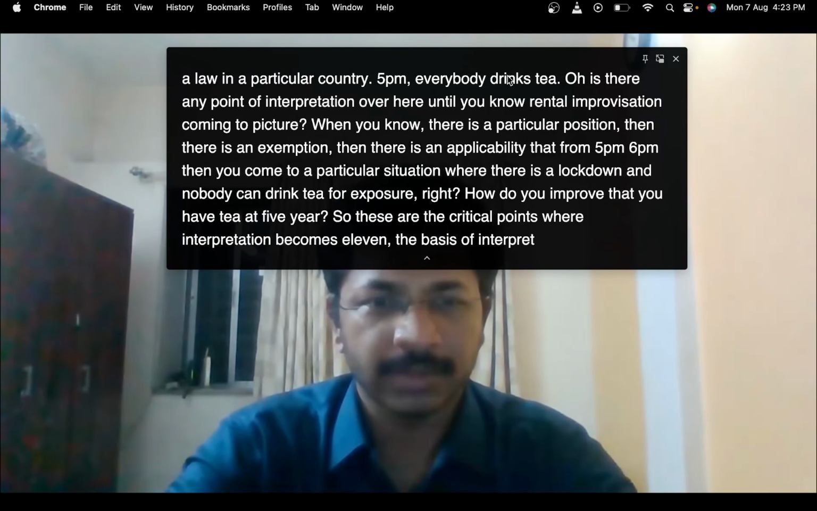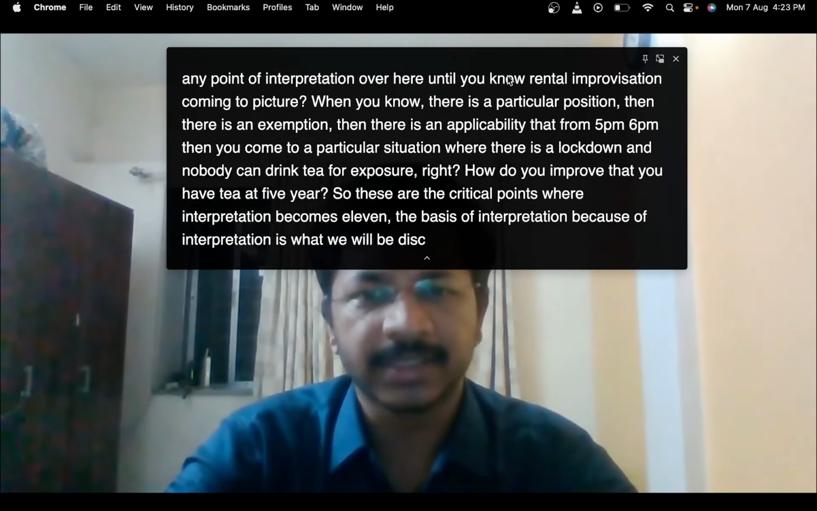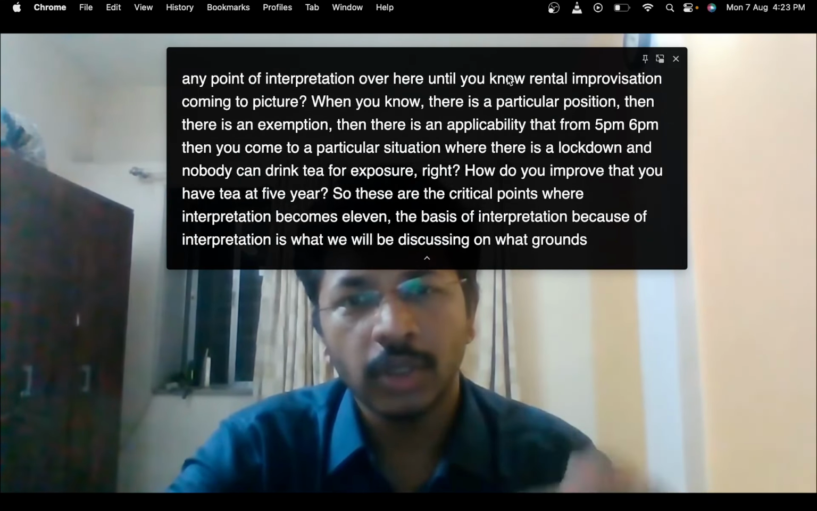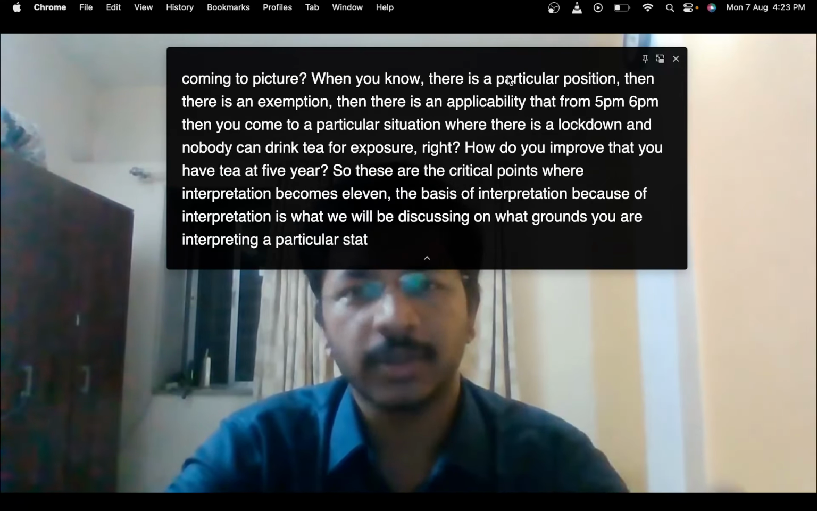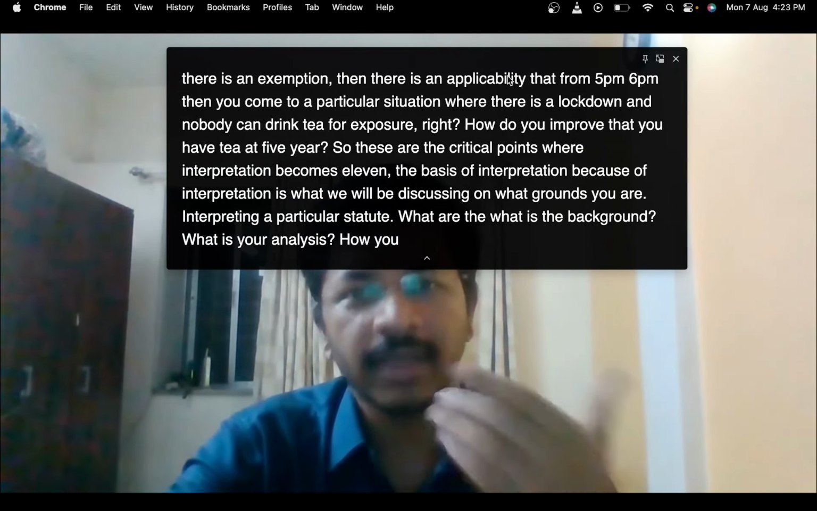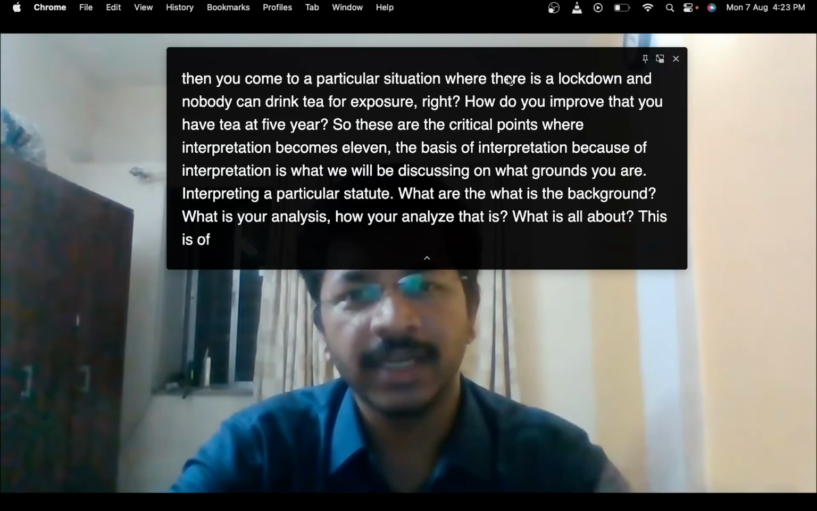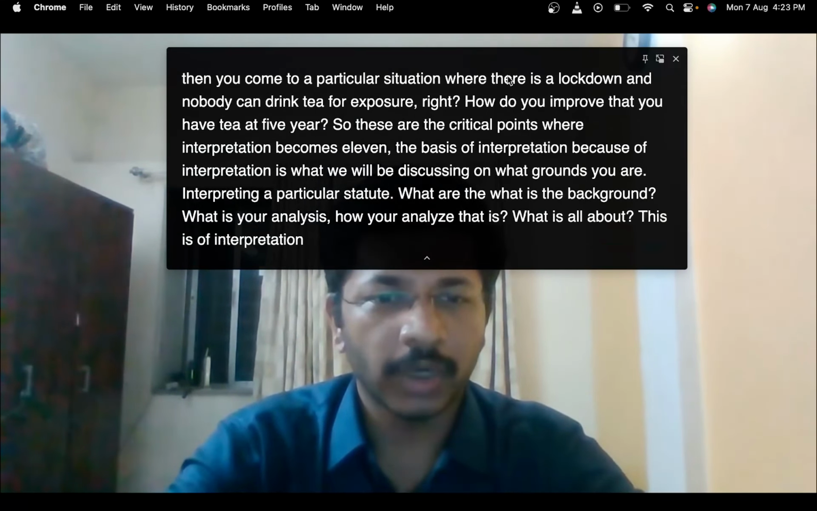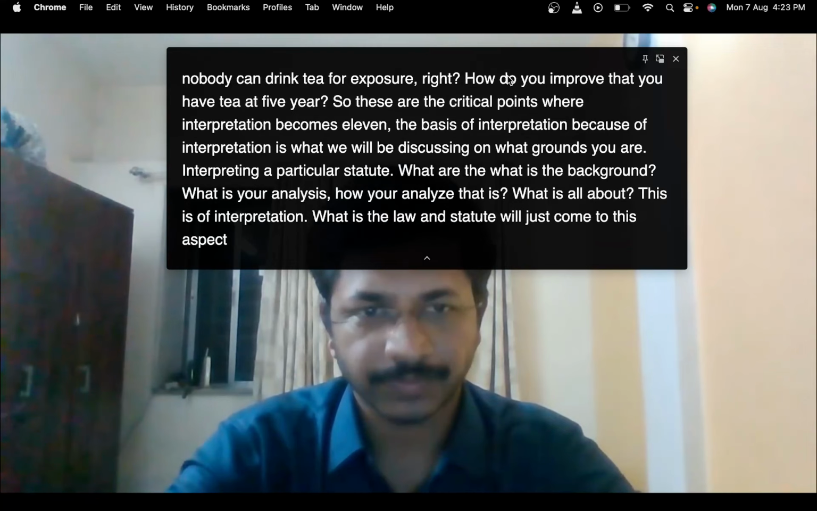Basis of interpretation is what we will be discussing: on what grounds you are interpreting a particular statute. What is the background? What is your analysis? How have you analyzed? That is what the basis of interpretation is all about. What is the law and statute? We'll just come to this aspect.